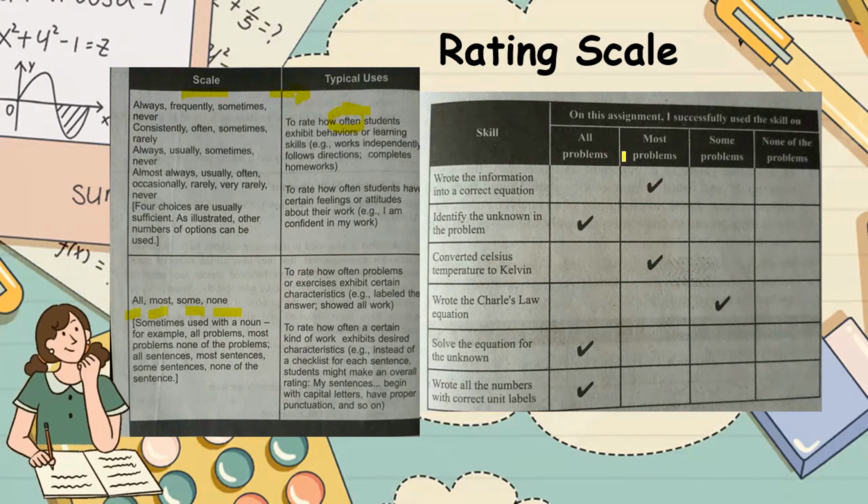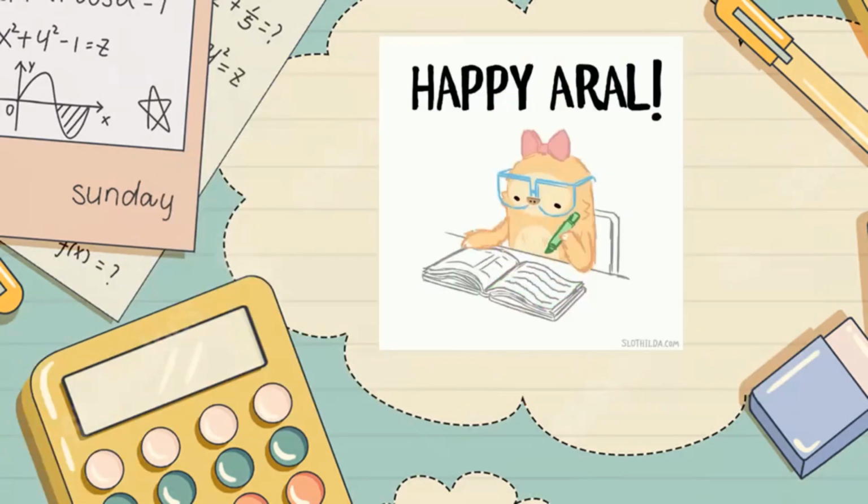Now we have here the rating scale used for student self-assessment. You have here the skill incorporated, and you have another indicator, for example, all problems, most, some, and none of the problems. So that's all for today's discussion.